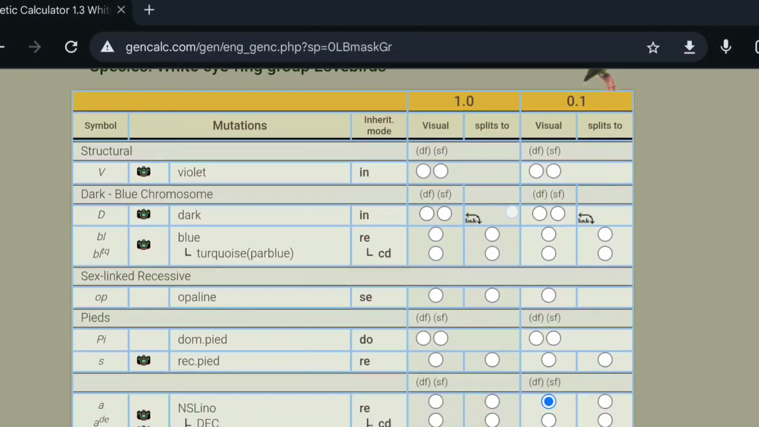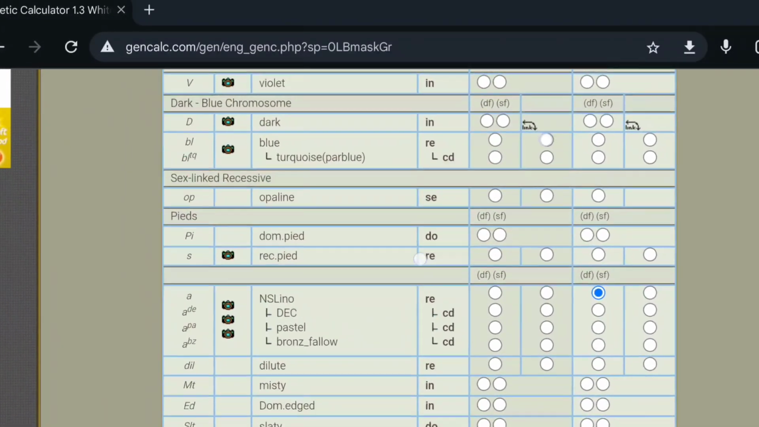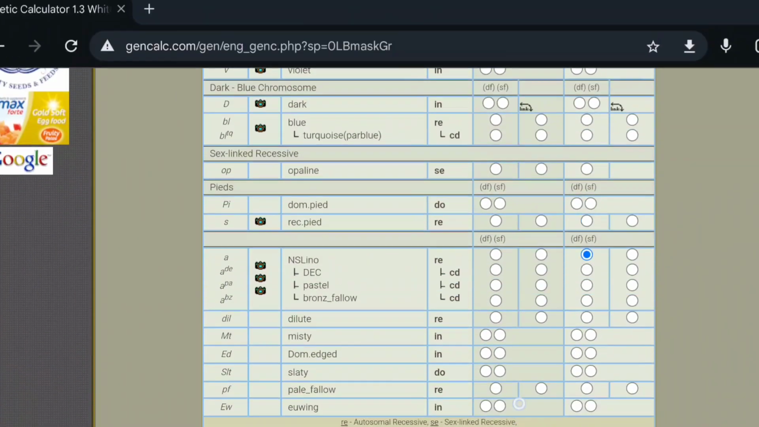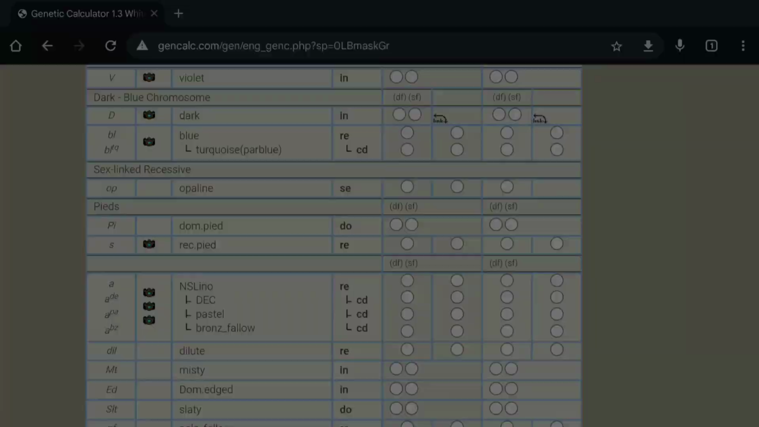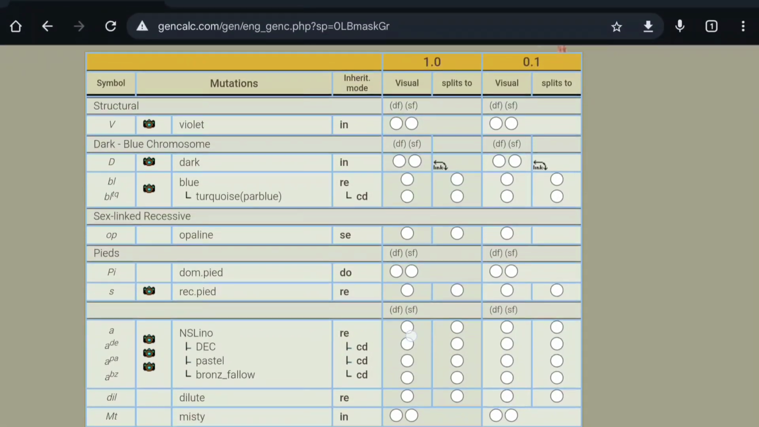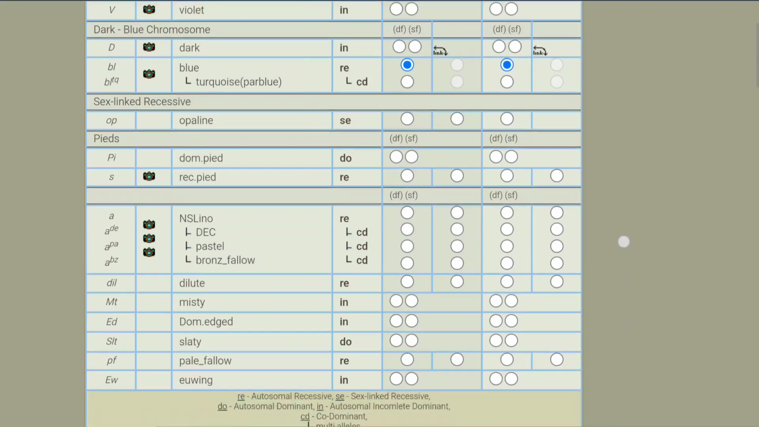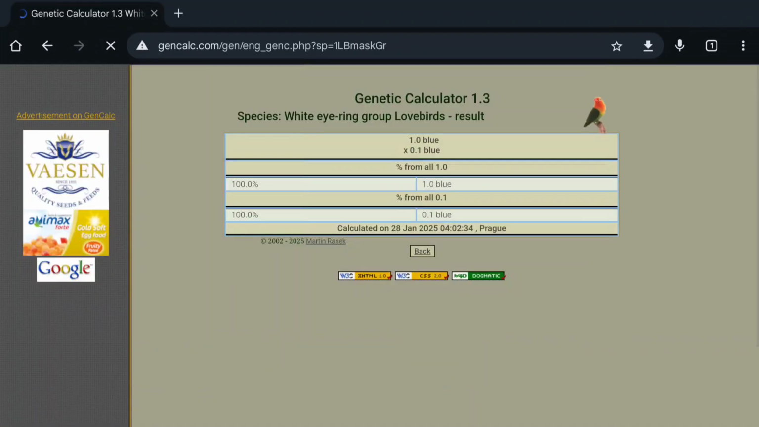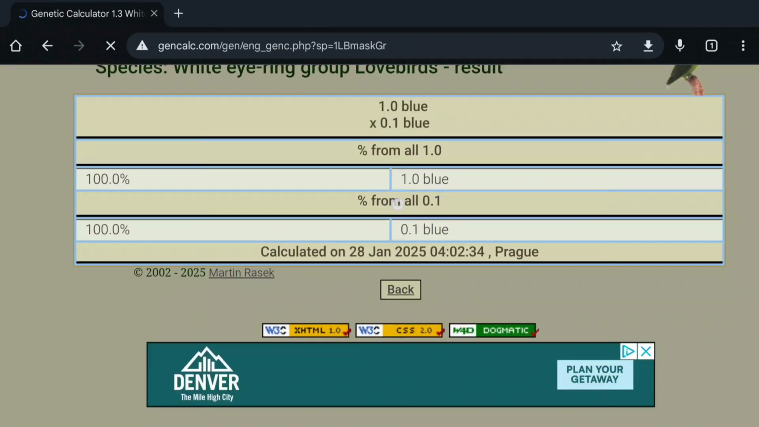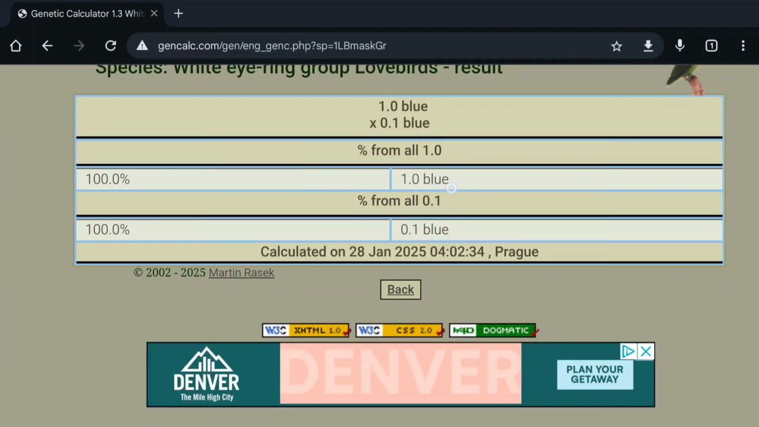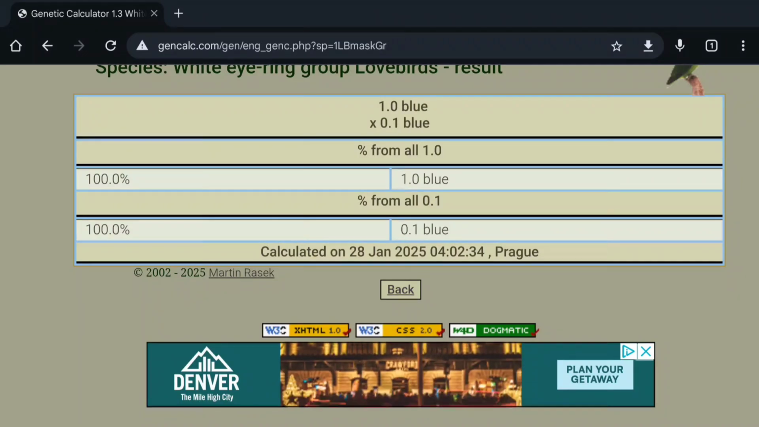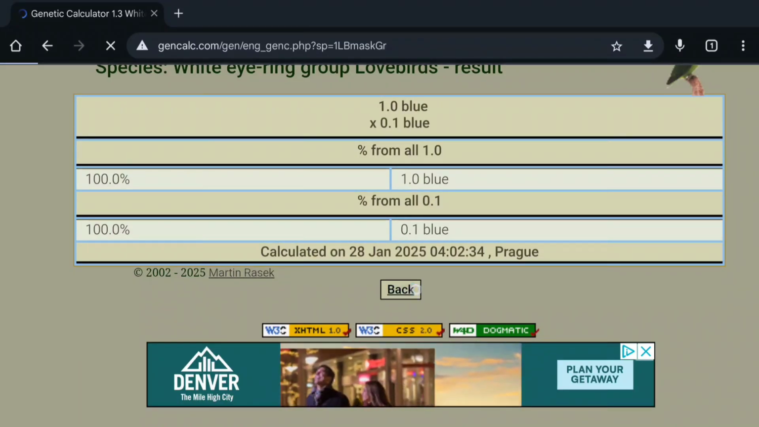Again, let's do one more calculation. Let me reset it. Let's do a crossing involving blue parents. Let's assume you have a blue fisher and you have a blue female. Then you are going to get again all blue babies, 100% blue males and 100% blue females. Let's go back.